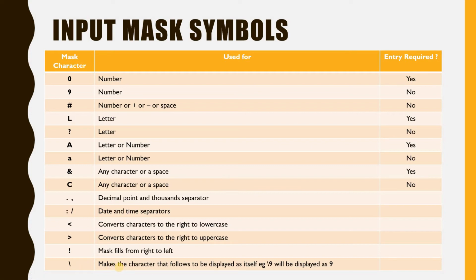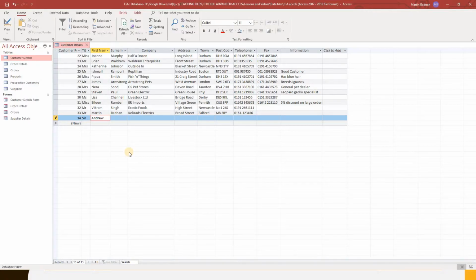For example, backslash 9 will be displayed just as a 9, so as not to get confused with a number that is not required. A wizard is available with some preset masks, and we'll look through these during this lesson.